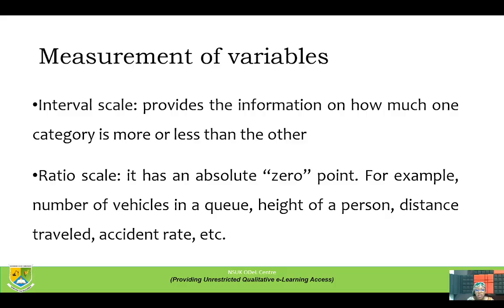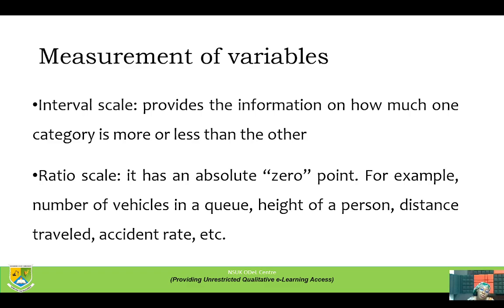So in summary, it provides information on how much a category is more than the other. Let's say if you subtract 60° Fahrenheit from 90° Fahrenheit, you could clearly see that 90° is 30° more than the state with the 60°. So we are able to measure the difference. That's what the interval scale provides.